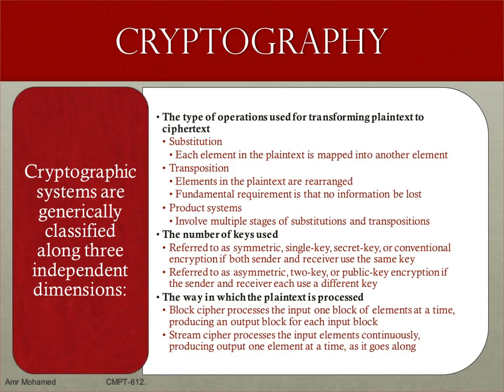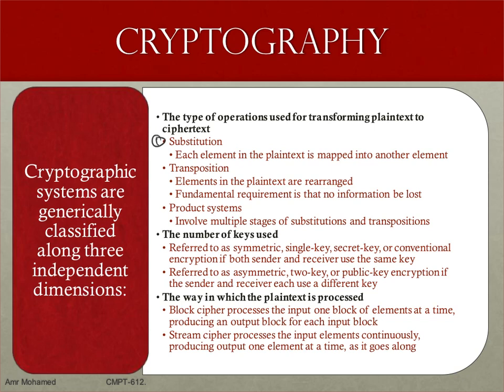Okay. The cryptographic systems are generally classified in different dimensions or different categories. The cryptographic algorithms perform certain operations, so they can be classified based on the operations that they perform. And these operations could be one of three possible operations.